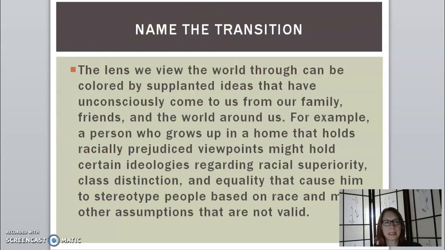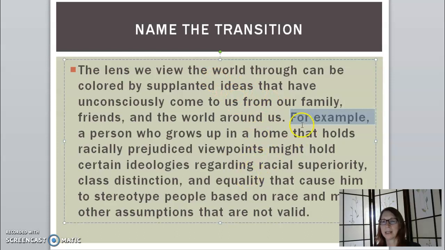So next, let's name the transition here. The lens we view the world through can be colored by supplanted ideas that have unconsciously come to us from our family, friends, and the world around us. For example, a person who grows up in a home that holds racially prejudiced viewpoints might hold certain ideologies regarding racial superiority, class distinction, and equality that cause him to stereotype people based on race and make other assumptions that are not valid. So you can see here just that simple phrase, for example, connects these two ideas and shows that this is an example that's supporting this topic right here.